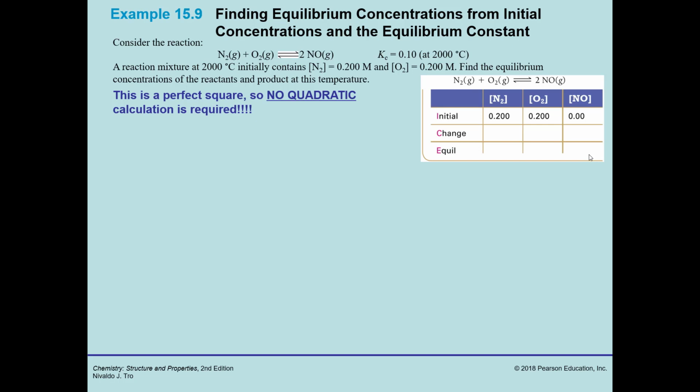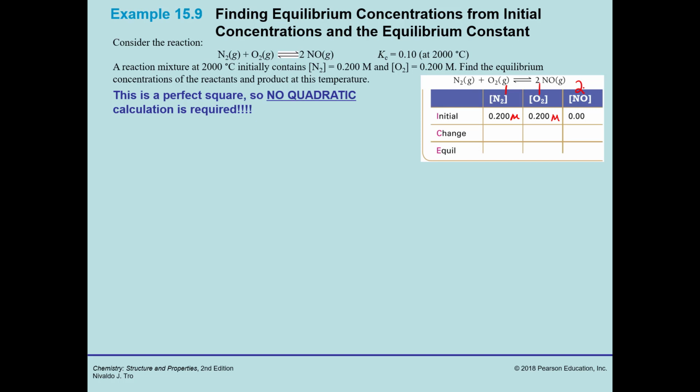Okay, so first thing we're going to do is look at the changes. I have Kc at 0.1. It's at 2,000 degrees C, so we're really heating this thing up. The N2 is 0.2 molar, and the O2 is 0.2 molar. I have one of each of those, and then I have two of the NOs. Obviously when I first start out, I don't have any product, so at least I know what my initial conditions are.